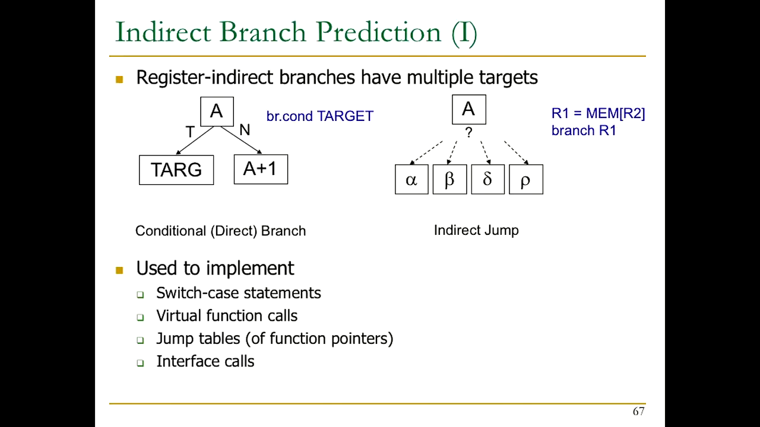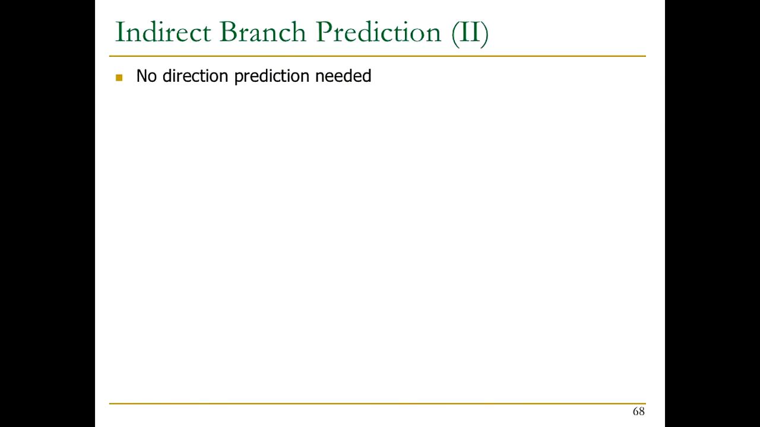And these are used to implement many, many things, like switch case statements. You don't want to have many, many conditional branches going through all of the conditions. Virtual function calls, jump tables or function pointers, interface calls, many, many things use indirect branches today. Let's look at how it's handled.